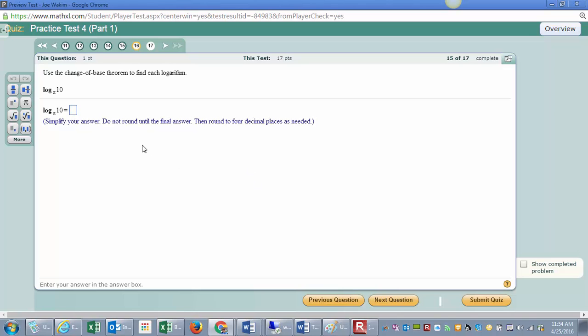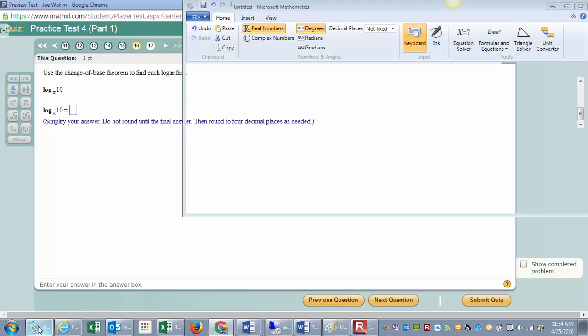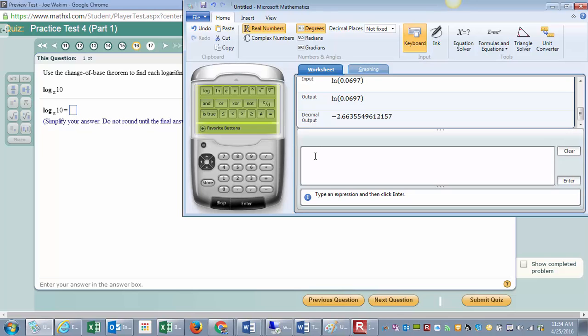use the change of base theorem to find each logarithm. So we're going to find log of 10 base pi. So we're going to do on the calculator, use the base 10, and now we're going to do, let me put them inside parentheses just in case, log of 10 divided by log pi. That's all. So that's the change of base, log of 10 over log pi, but now we're using both of them base 10. So I went from base pi to base 10 and I divided. And I'm going to say enter.